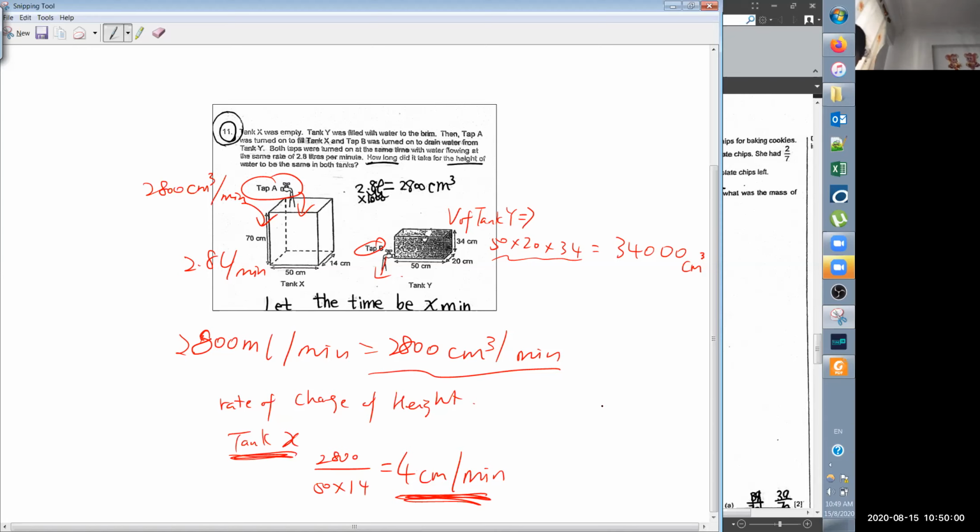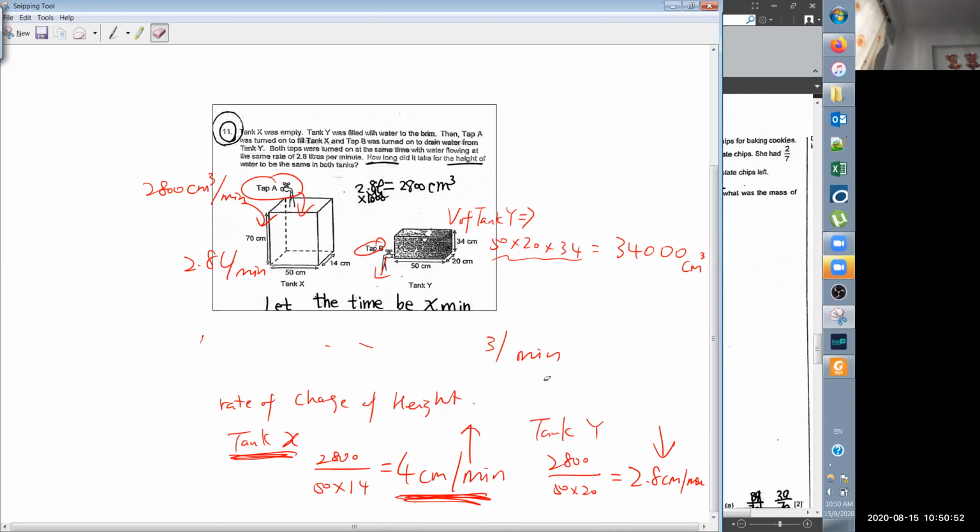Okay, and now you find out what is the change of height in tank Y. So 2800 divided by 50 times 20, which is 50 times 20. Can you help me out? 2.8 cm per minute. Wait, by the way, for tank Y, right? This one is down. For this one, tank X is up. Okay, so you already get the rate of change of height，就是这个高度的变化了。Okay, so with this understanding, I think the question becomes so easy already.